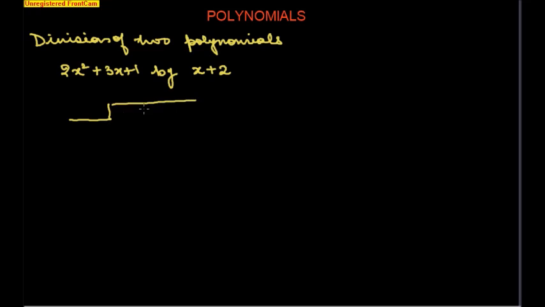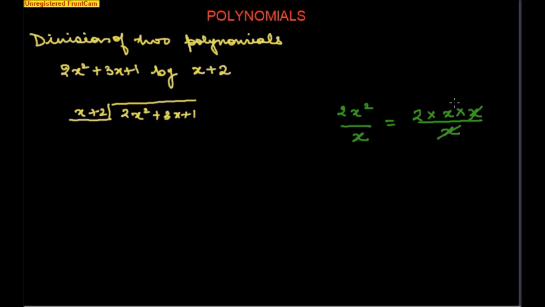So we write down 2x square plus 3x plus 1, and here I write down x plus 2. Please see, I take the first term of this polynomial and I get 2x square. The first term of the other polynomial is x. When you divide these two, how can you divide this? I can write 2x square as 2 into x upon x. This gets cancelled. What is left? I am left with 2x.